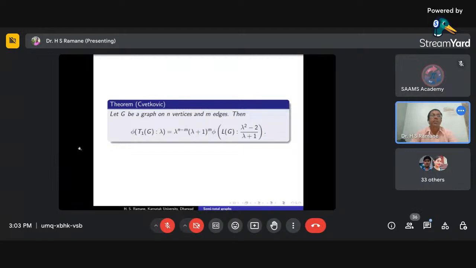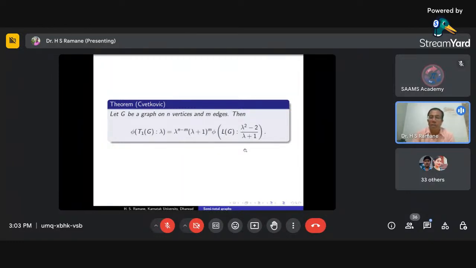This is given by Kathkovic: the characteristic polynomial of the semi-total line graph. G is a graph with n points and m lines. Then the characteristic polynomial of the semi-total line graph can be expressed in this form: lambda raised to n minus m, into (lambda plus 1) raised to n, into the characteristic polynomial of the line graph with parameter (lambda squared minus 2) by (lambda plus 1).